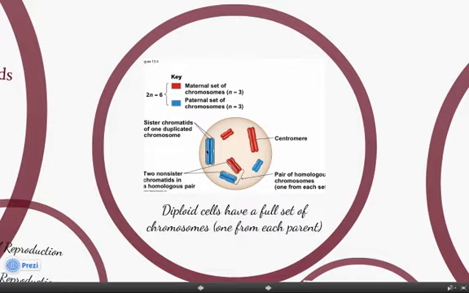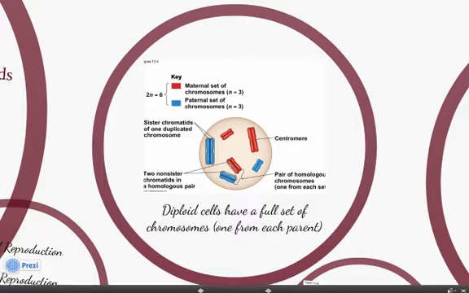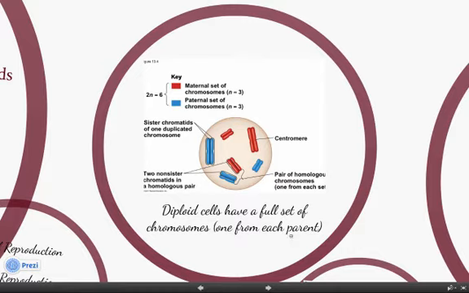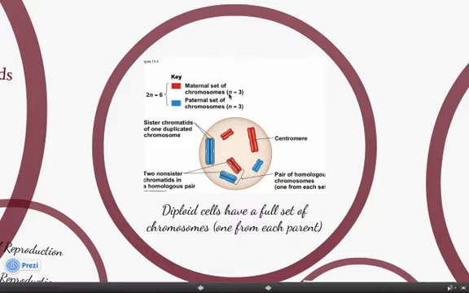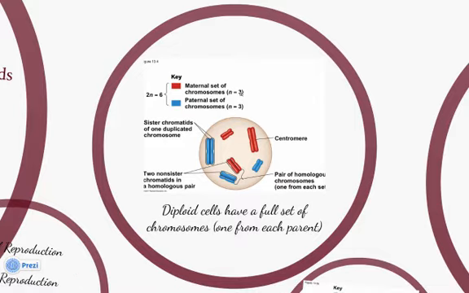This cell we would consider would be diploid, which means it has 1, 2, 3, 4, 5, 6 chromosomes. It has a full set of chromosomes, 1 from the mother, 1 from the father, 1 from each parent. If you have 1 from each parent, you are diploid. Your cell is diploid. Okay? The haploid number in this case would be N equals 3. That is your haploid number.